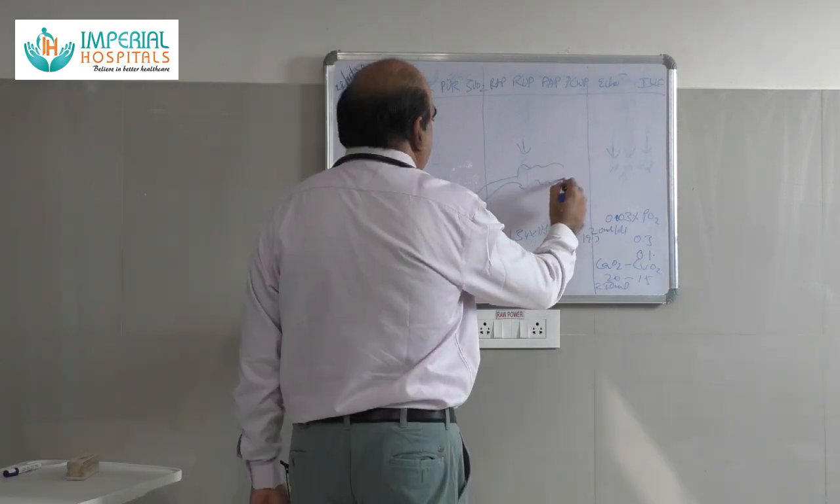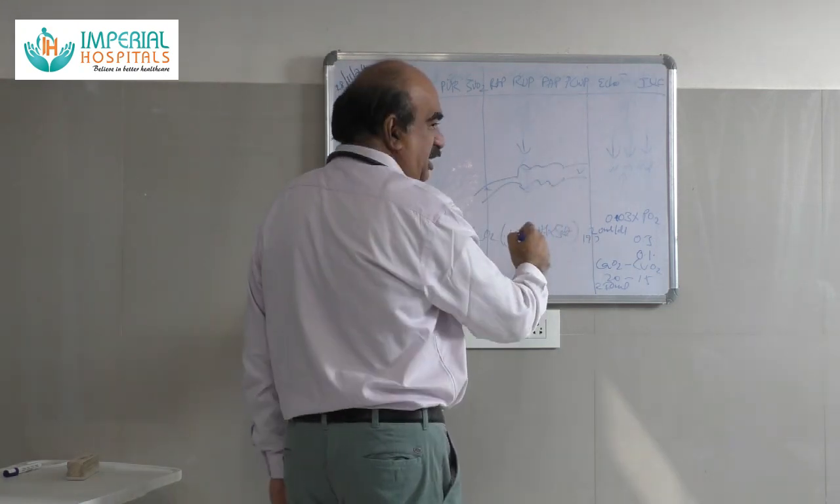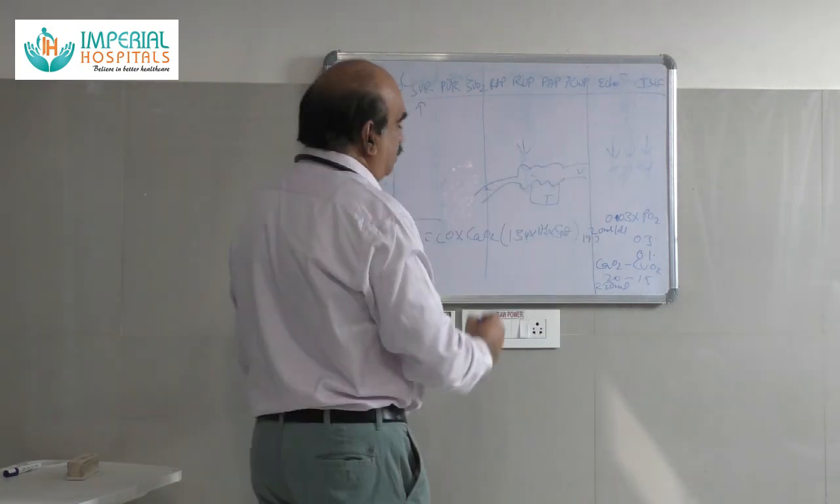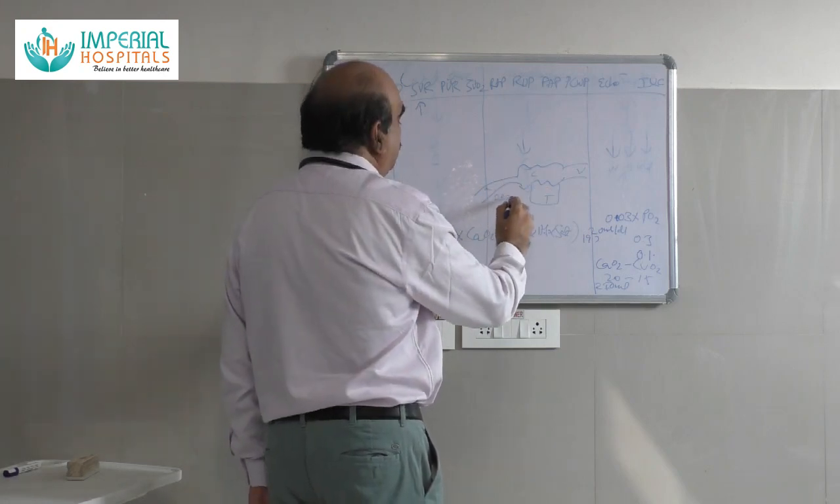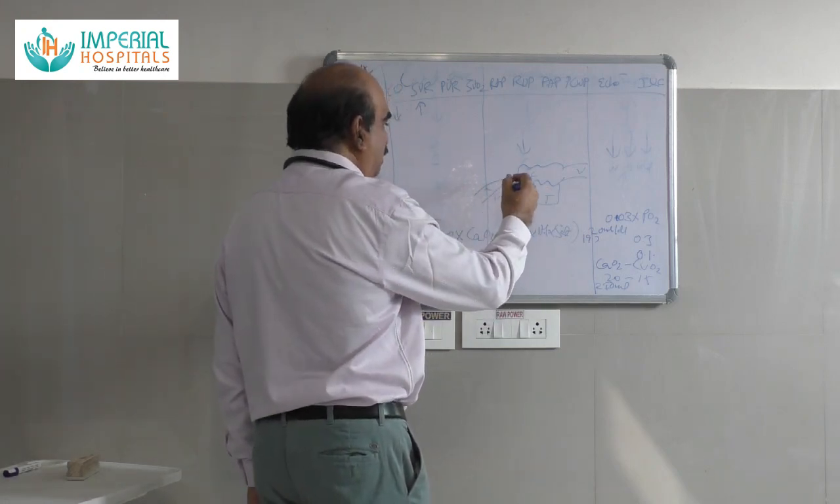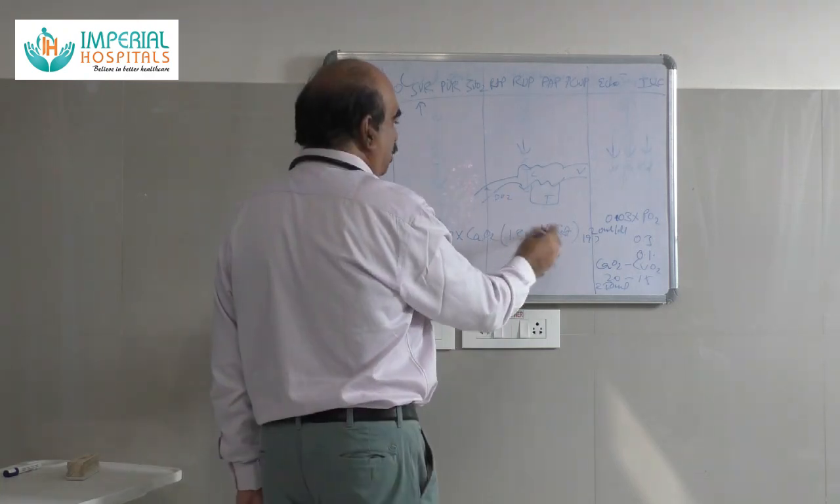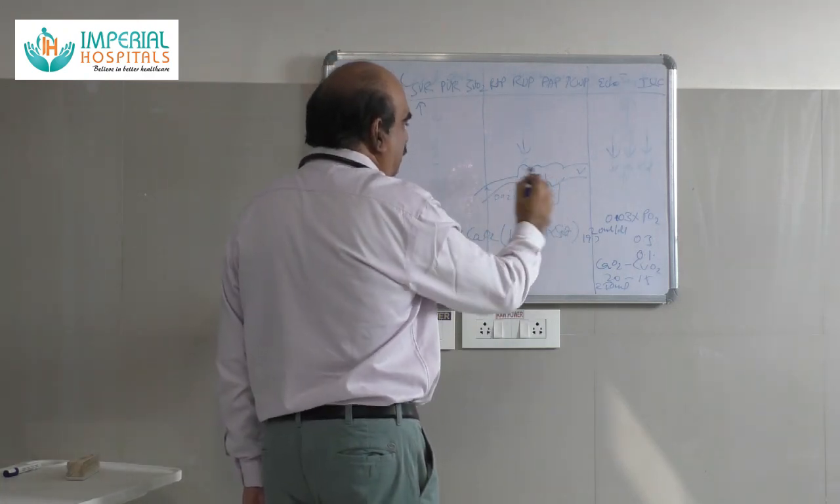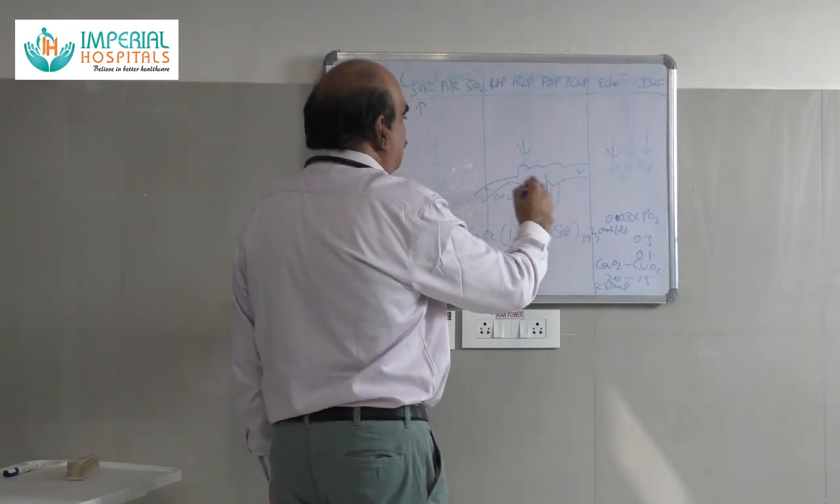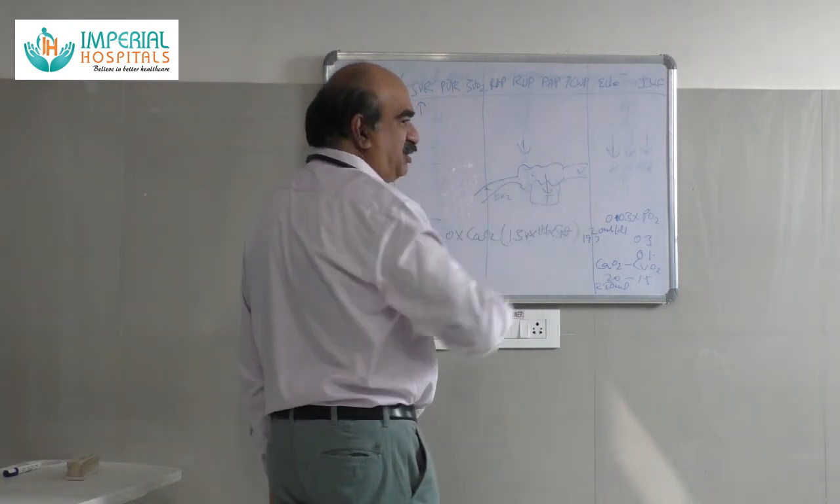So artery, capillary and vein, the tissue. Delivery of oxygen to the tissues, DO2, depends on cardiac output, hemoglobin and saturation. Cardiac output, hemoglobin and saturation. VO2 means uptake of oxygen by the tissues. This uptake is the difference between arterial oxygen content and venous oxygen content.